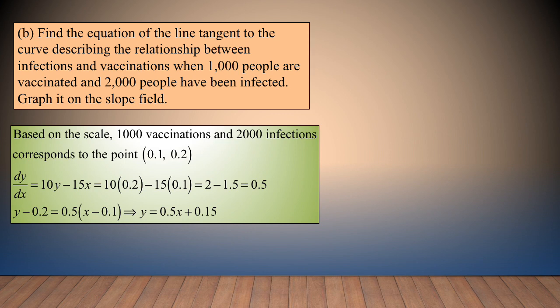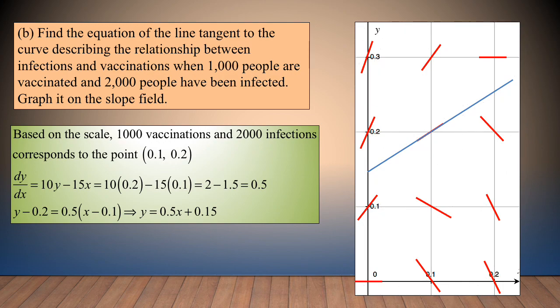So dy/dx is equal to 10y minus 15x, and at that point we get 10 times 0.2 minus 15 times 0.1, which is 2 minus 1.5, which is 0.5. And that's the slope of our line. So our equation is y minus 0.2 is equal to 0.5 quantity x minus 0.1, or y is equal to 0.5x plus 0.15.